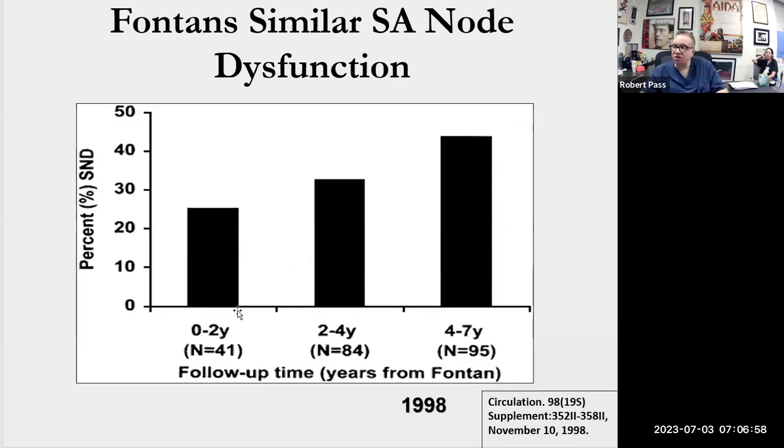As I mentioned a moment ago, people who've had the Fontan have a very similar problem. This is a paper from 1998. The y-axis is the percentage of patients who have sinus node dysfunction, and here is the number of years from the Fontan. We see that if you're 4 to 7 years out from Fontan, nearly 50% of patients actually have sinus node dysfunction. So it is very common to see this in any kind of surgery where there is surgery around the sinus node.